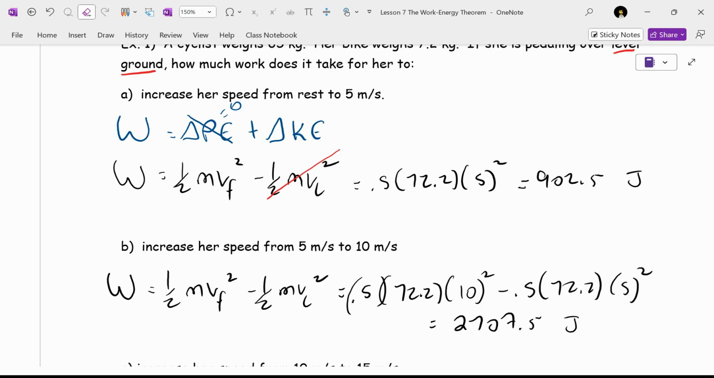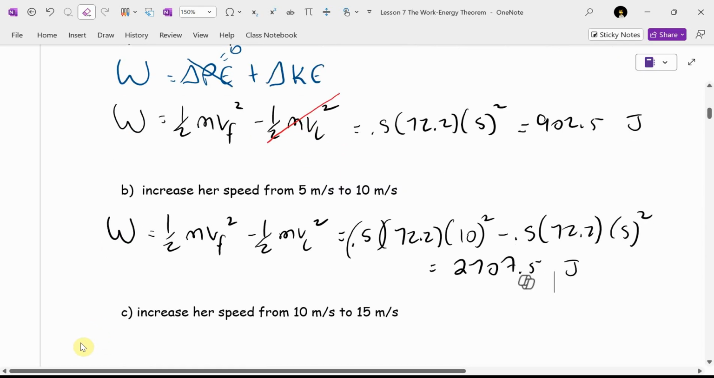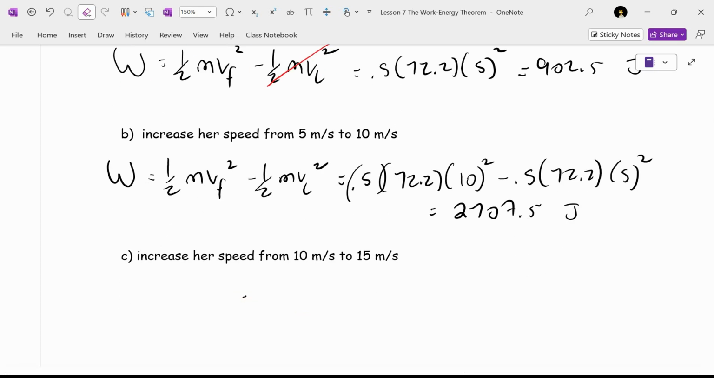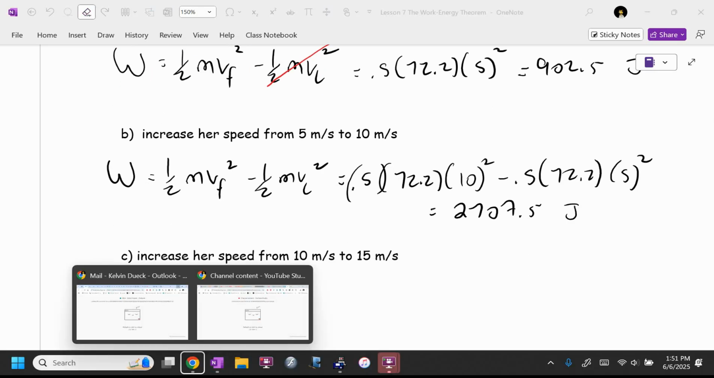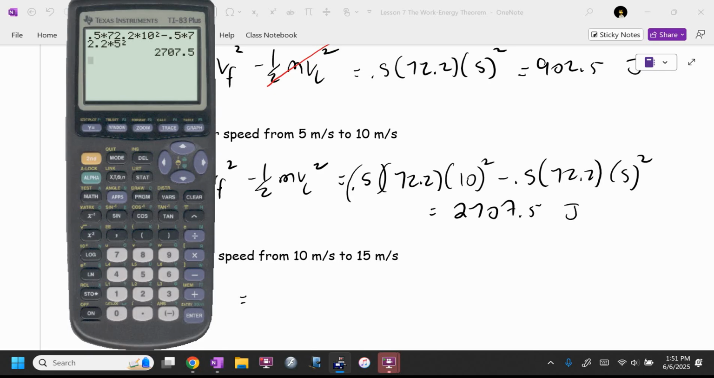Let's do the next one. I think the next one, Annie, is the same as part B, except what's V final in part C? What's V initial in part C? You know what? It's going to be exactly the same thing. We're not going to write anything. Get your calculator out and see if you can just backspace and edit. Change the 10 to a 15 and change the 5 squared to a 10 squared. Again, it's a 5 meter per second increase.